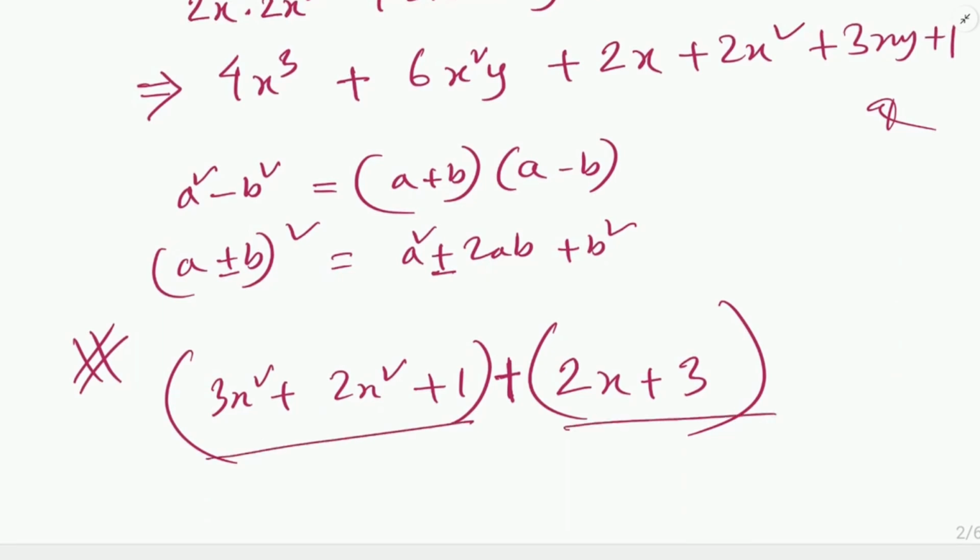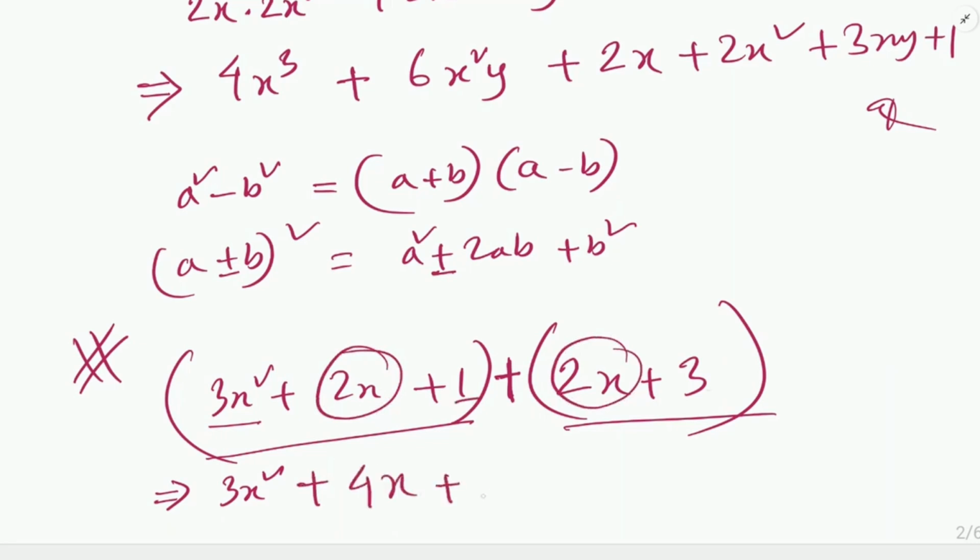Then we'll look for common terms. If some terms are the same, then we can add them. For example, it's better to write it this way. Here 3x², we cannot modify it, but we can see here 2x and here also a 2x, so we can write 4x + 1 + 3 = 4. So this is our answer.